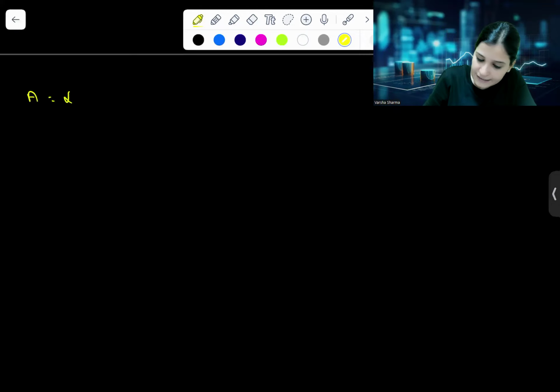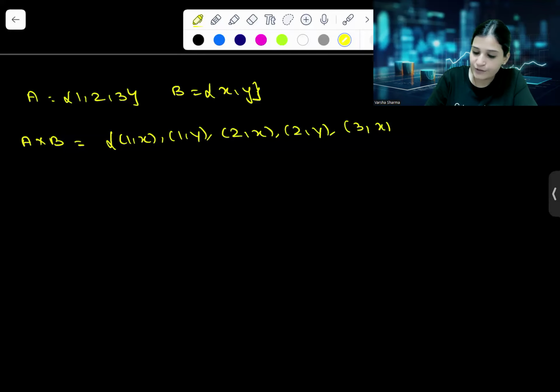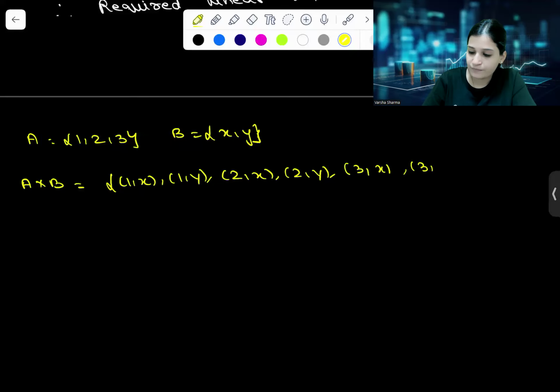So if I had set A {1, 2, 3}, set B {x, y}, then A cross B is the set that forms every single pair where the x coordinate is from the first set and the y coordinate is from the second set. And you have to form every pair. So A cross B was (1,x), (1,y), (2,x), (2,y), (3,x), (3,y), right? Then this was product.